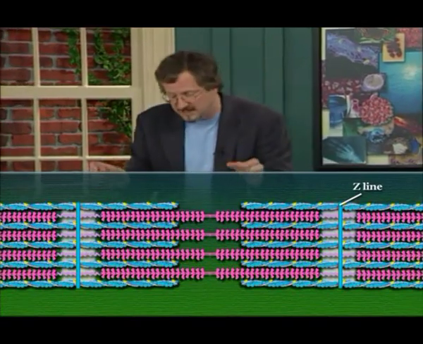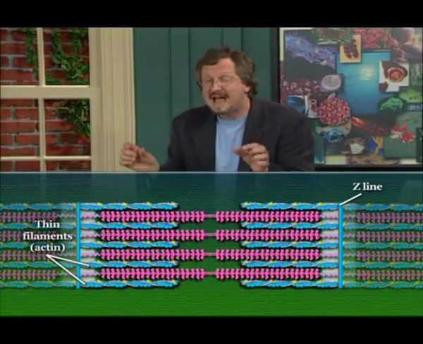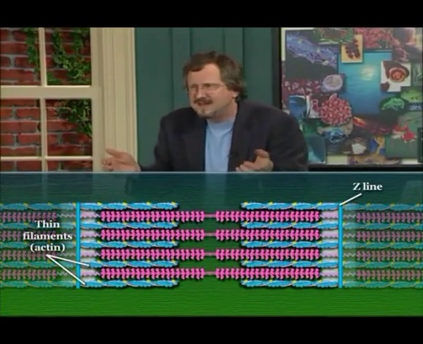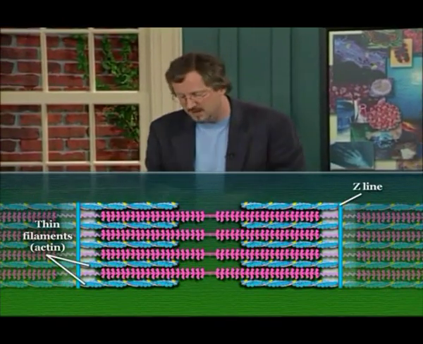This light region is a place where only thin filaments occur. Only the actin thin filaments. It's light because these thin filaments are, as the name suggests, thin. They're smaller molecules.